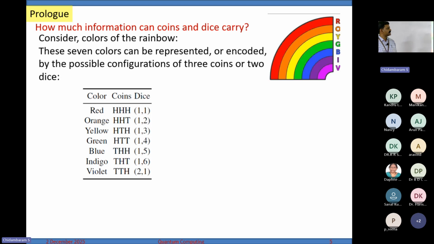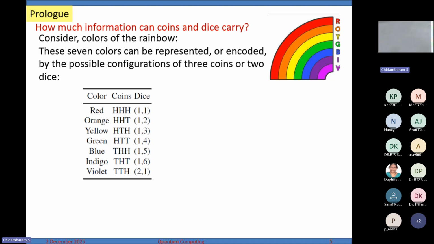If I take coins, I need 3 coins. I need at least 3 coins to represent red, orange, yellow. All these colors, I need a minimum of 3 coins. Whereas if I have dice, I can represent with 2 dice, because totally 7 colors are there. If it is a coin, with 1 coin I am getting only 2. If it is 2 coins, I am getting 4. So I need a minimum of 3 coins, right?